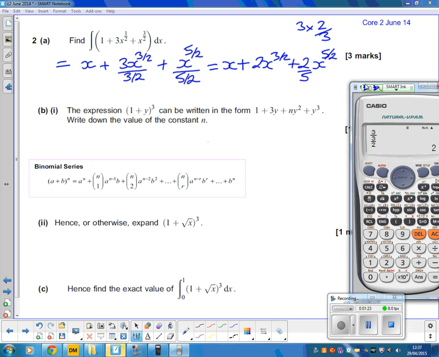There's one thing that I've just realised I have forgotten on this question that we should always do when there's no limits, which is have a plus c.